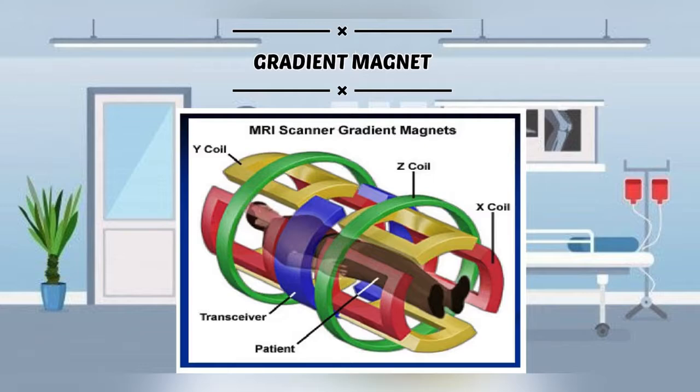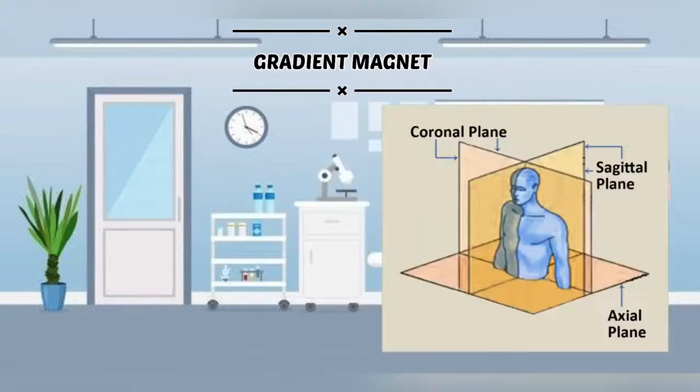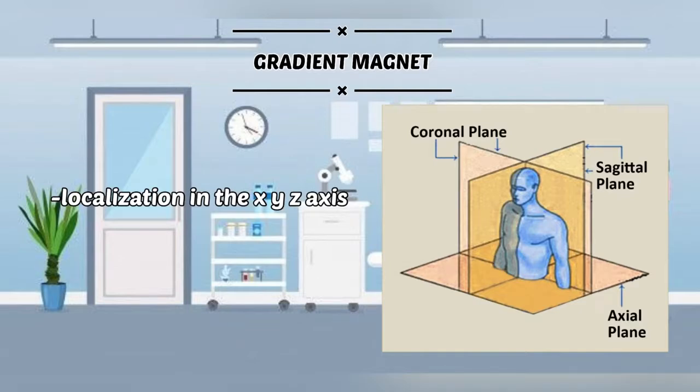There are 3 gradient coils which are named according to the axis along which they act. Gradient magnets alter the strength of the primary magnetic field, thereby changing the precession frequencies between slices. This can then be used for slice selection and localization in the X, Y, and Z axis, called spatial encoding of MRI images.